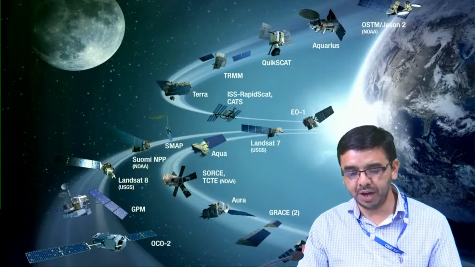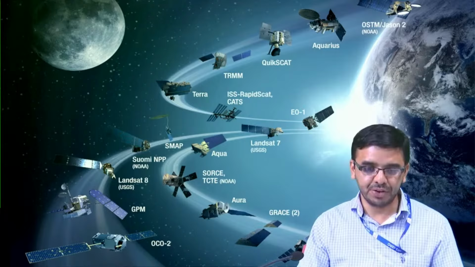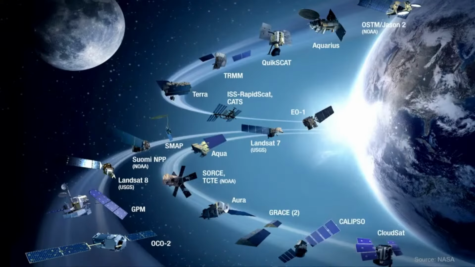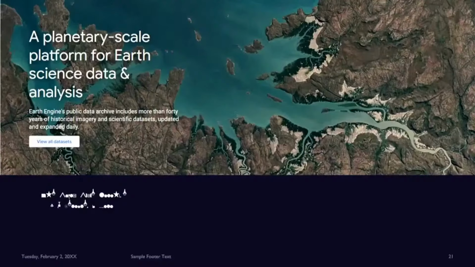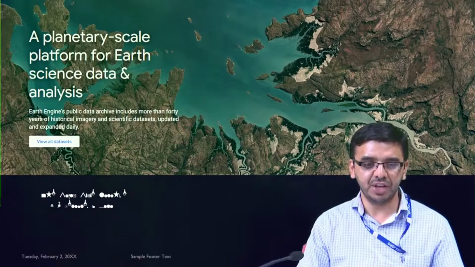These are the satellites for which the data is available on the Google Earth Engine. If you are interested in getting the GPM data, Landsat 8, Sentinel-1, Sentinel-2, any optical, any SAR, any kind of data, almost all of the data which is freely available from any data provider is available on the Google Earth Engine.